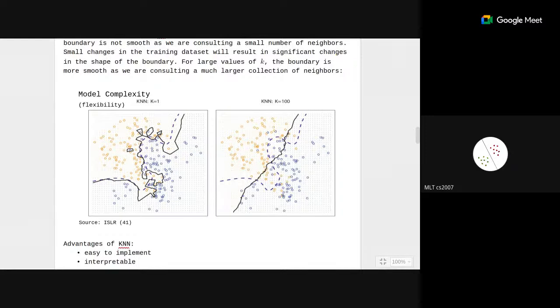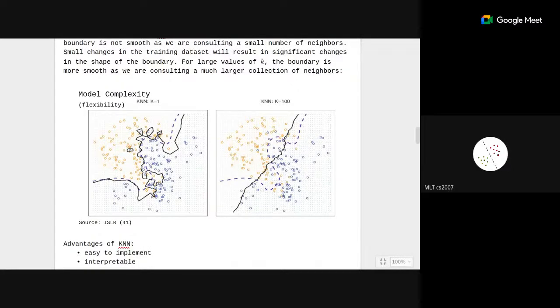All right, so one more point. When k is equal to 1, your decision boundary is going to be very rugged. It's going to be all over the place. That's because you're asking just one friend, and for every one of these data points, his or her friend is going to give a totally different picture. So it's going to be a very noisy kind of boundary. On the other hand, if k is very large, the boundary is smooth. Don't worry about the blue curve. The blue dashed curve is something else. The KNN's decision boundary is this black line.